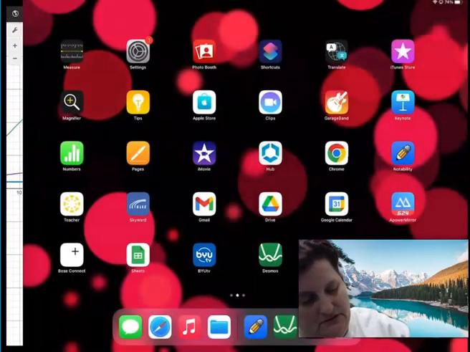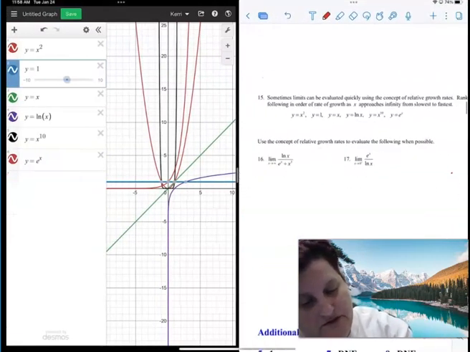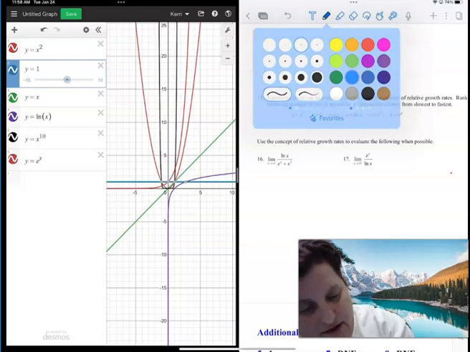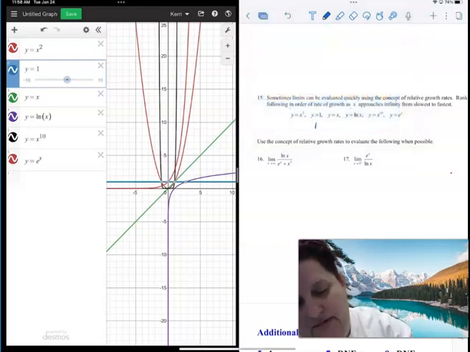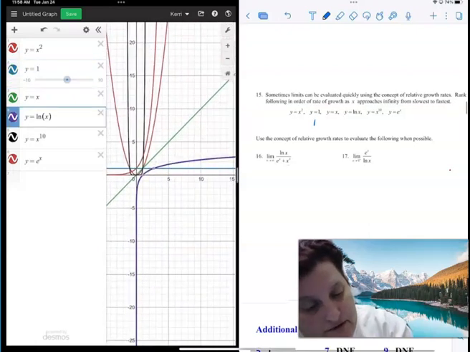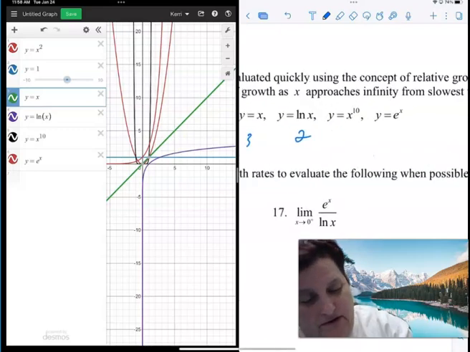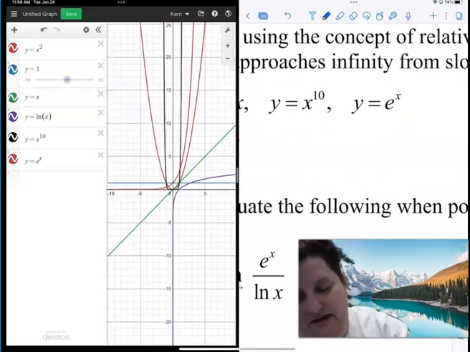So ranking these from slowest to fastest, y equals 1 is going to be the slowest growth rate. My next one looks like it's going to be ln, which grows barely faster than 1 does. Then my next one is going to be y equals x, and then y equals x squared. The only ones I'm having trouble with is which grows faster, x to the 10th or e to the x.